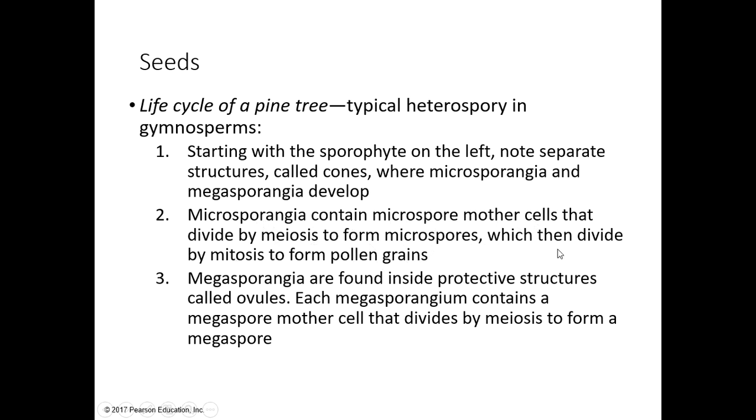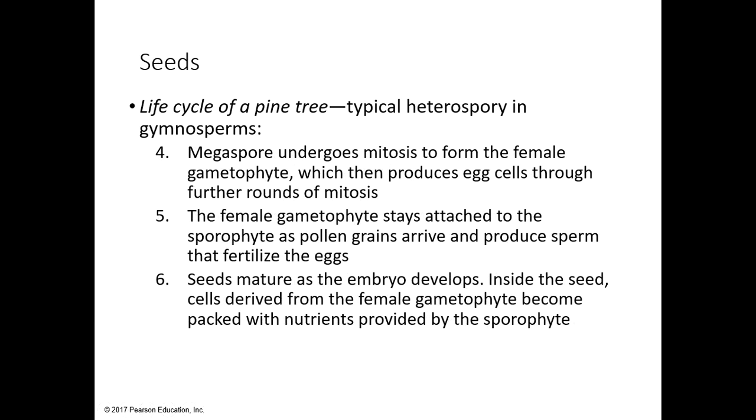Megasporangia are found inside protective structures called ovules. Megasporangia contain a megaspore mother cell, which divides by meiosis to form a megaspore. All of these things are ultimately leading to the egg and the sperm being produced. The megaspore in the female part is going to undergo mitosis to form the female gametophyte, which produces egg cells through further rounds of mitosis.